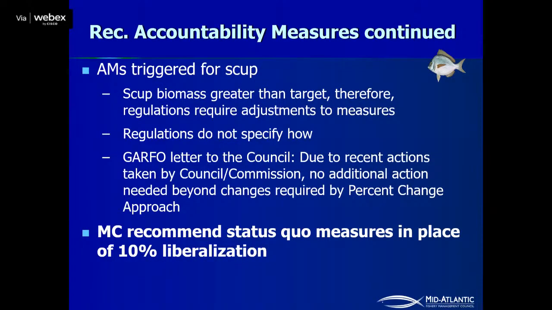So since Scup biomass is greater than the target, the AMs listed under this scenario in the regulations require that adjustments must be made. However, regulations do not specify how to make those adjustments. And then in that October GARFO letter, the agency indicated that because of recent actions taken by the council and commission, including revisions to the commercial and recreational allocation, the 1-inch increase to the minimum size limit in state and federal waters, and final action taken on the recreational harvest control rule, no additional actions were needed to address the triggered AM for Scup. And this was also reiterated in that second letter from GARFO sent to us in December.